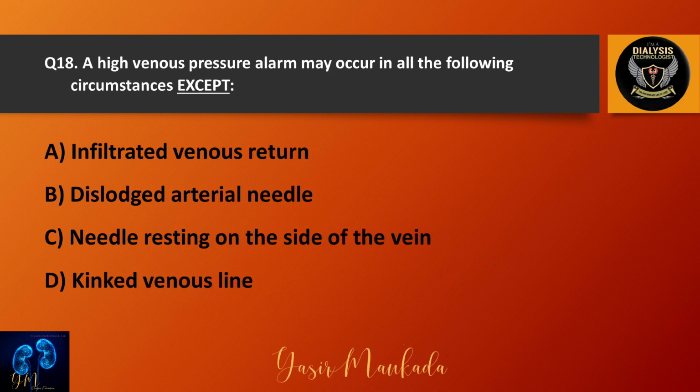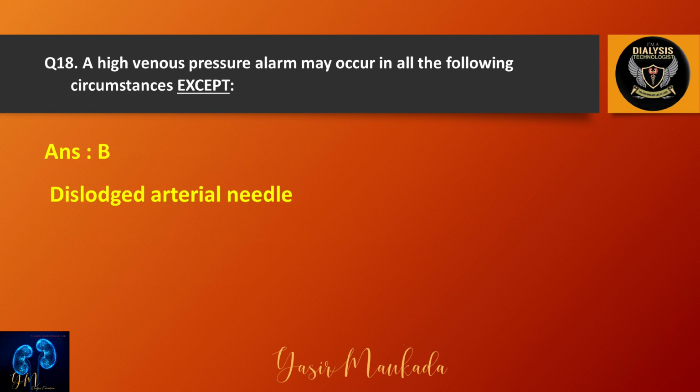Next question: the high venous pressure alarm occurs in all the following circumstances except option A, infiltrated venous return, option B, dislodged arterial needle, option C, needle resting on the side of the vein, option D, kinked venous line. Infiltrated venous return will increase venous pressure, so that is not the right answer. A dislodged arterial needle will decrease the venous pressure because there is no resistance. A needle resting on the side of the vein also gives resistance to the flow of blood, which will increase venous pressure. And a kinked venous line also will increase the venous pressure. So the right answer is option B, dislodged arterial needle.